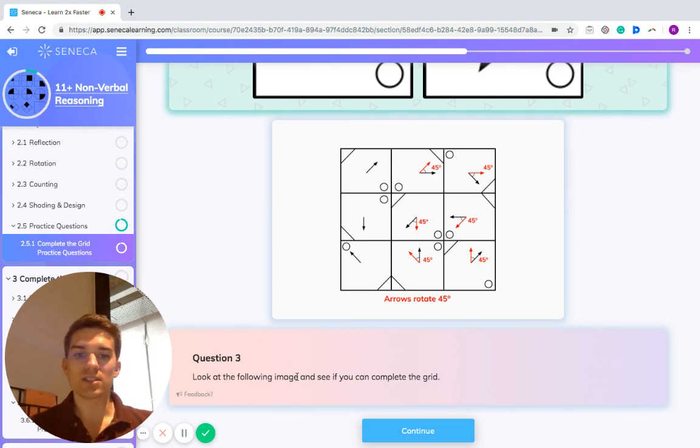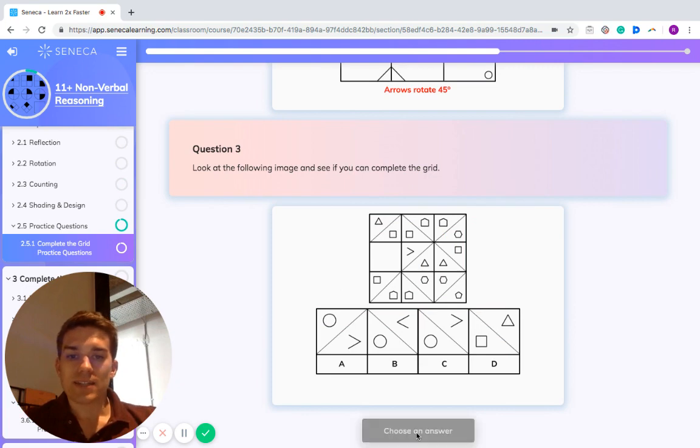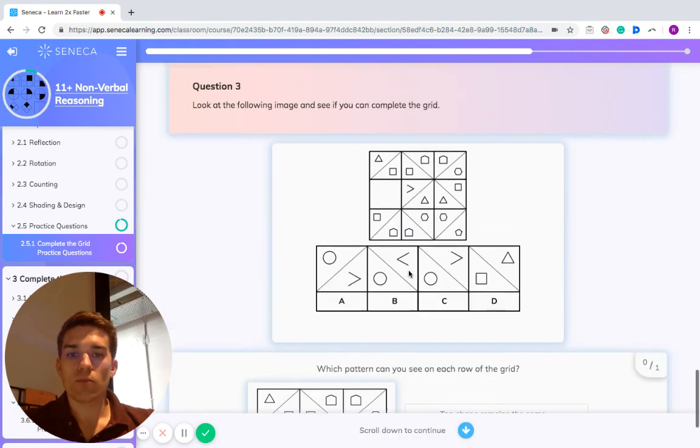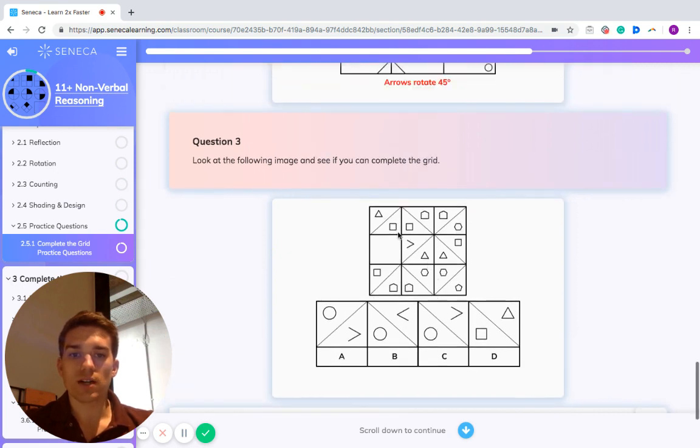So look at the following image and see if you can complete the grid. So again, take that in. Which pattern can you see in each row of the grid? So we've got changes in shape. We've got the lines go sort of zigzag like this. So we'd expect whatever goes in here to have a line that comes down in this direction, because then it will make the zigzag. So that immediately rules out A. So it's either B, C, or D.